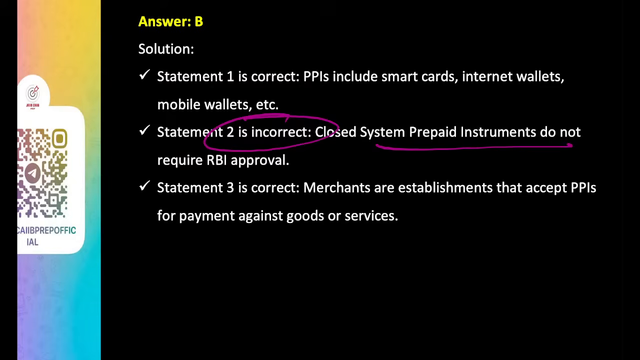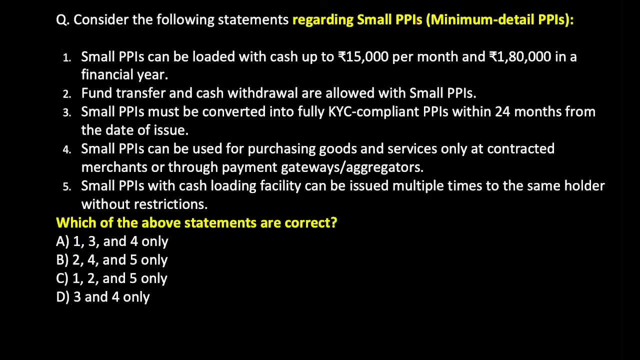Next one. Small PPI. Again the limit we need to check. Indra ma'am will tell us. So the limit, whether these limits are fine or not. Earlier it was 10,000 per month. Yes, 10,000 and 1.20 lakh. So as per my knowledge, this was 10,000 in small PPI and 1.20 lakh in a financial year. So that's why this statement is wrong.